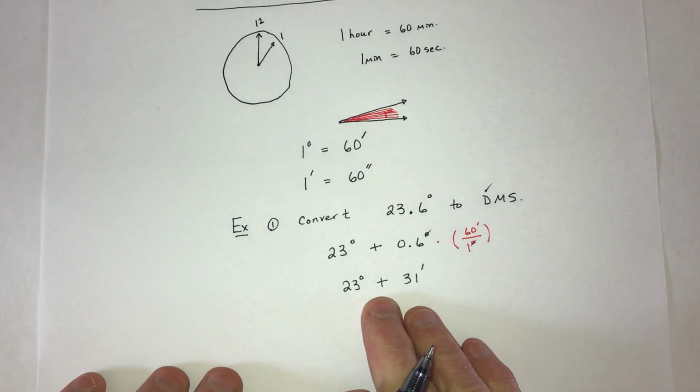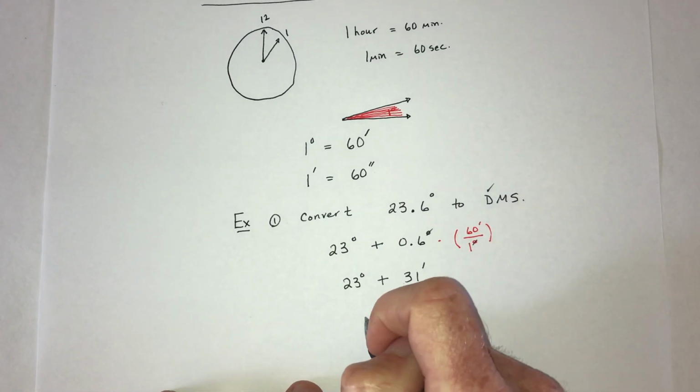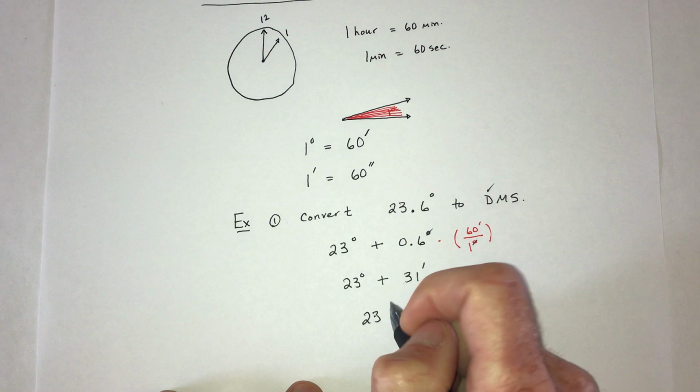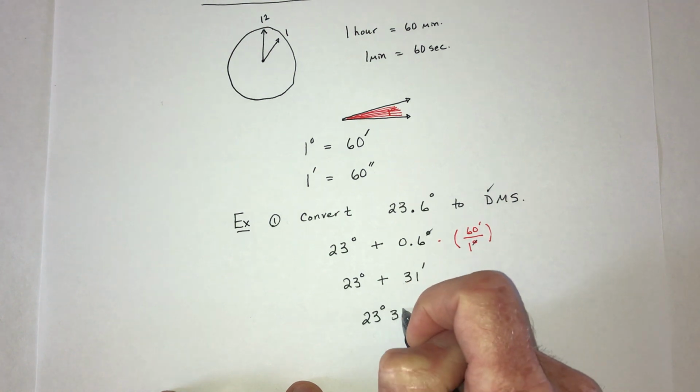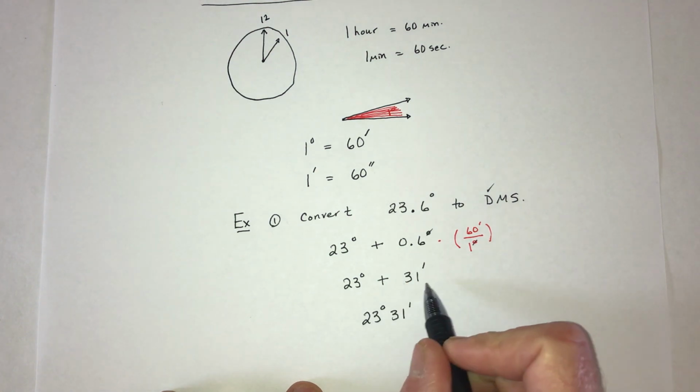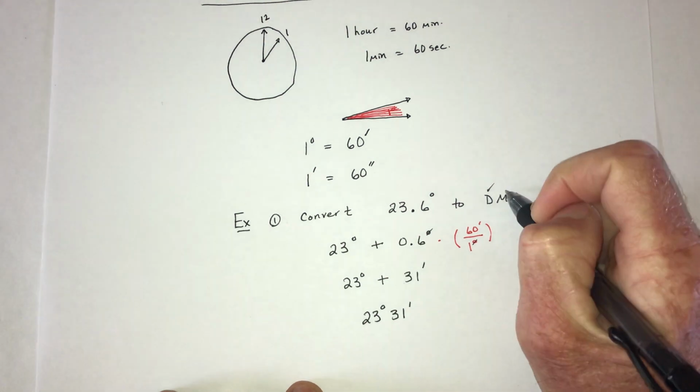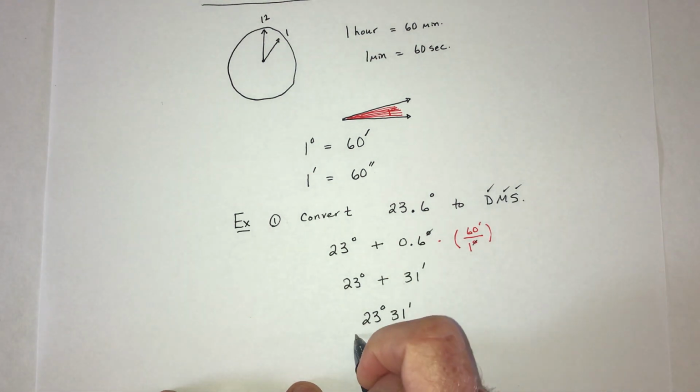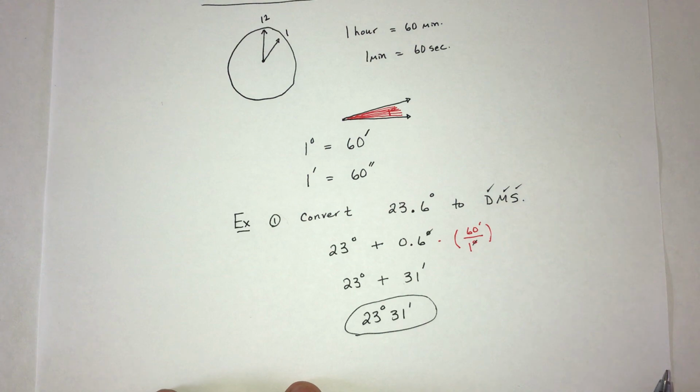Now technically you could leave it like this with the plus in between, but usually it's written like this: 23 degrees and 36 minutes. And since there was no decimal here, there's no seconds. So even though it says degrees, minutes, seconds, if there's no seconds, you just leave it like that.